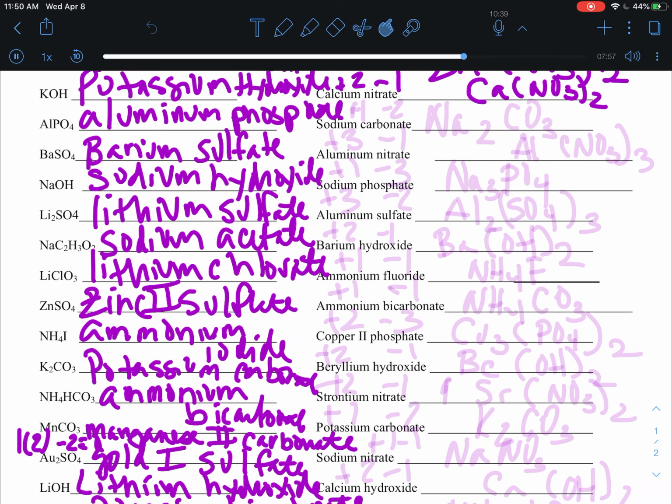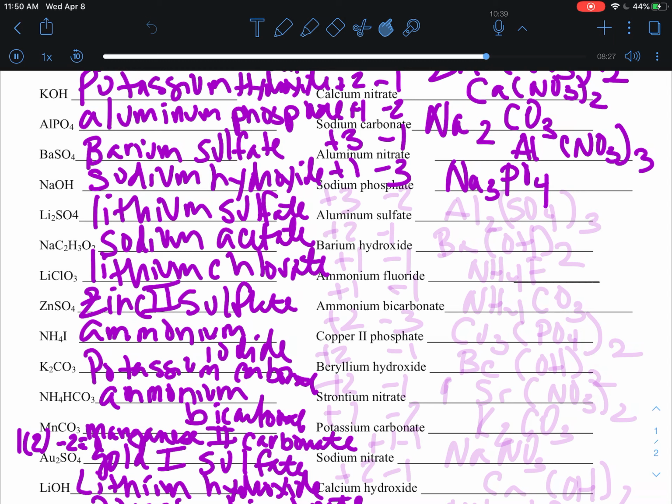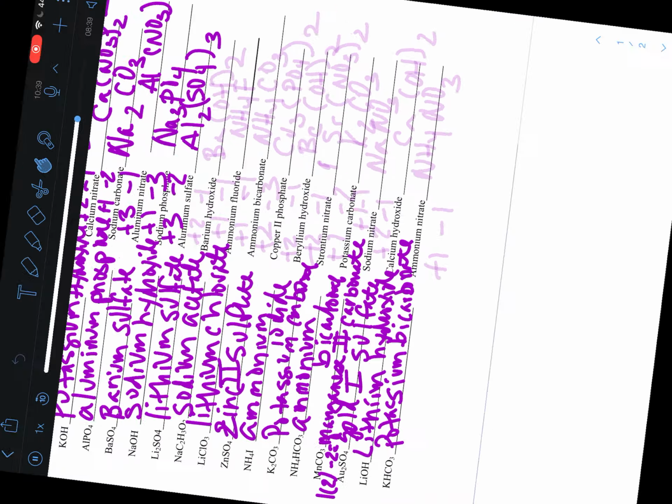Sodium carbonate, right? That's going to be +1, -2, so Na2CO3. Aluminum and nitrate. So Al, NO3, right? And if I crisscross, the 3 goes outside the parentheses. So +1 -3, here it's going to be Na3PO4. Aluminum, and then I crisscross the SO4. I have to put parentheses around the whole thing. The 3 goes outside. Okay.